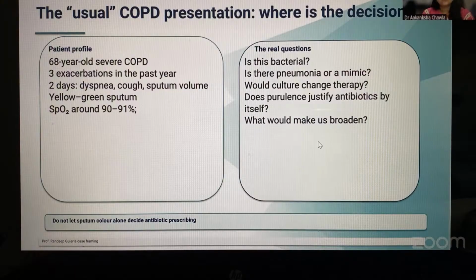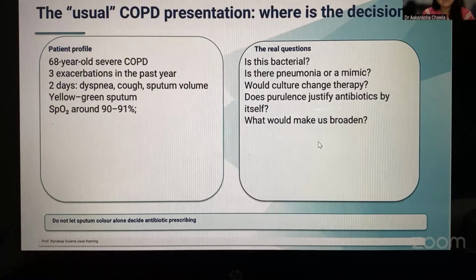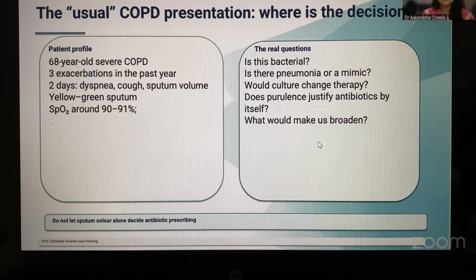So, when the patient has come with increased symptoms, the first question that should come to your mind should not be a reflex to start antibiotic just because the patient has increased symptoms. The first thing should be whether you are really dealing with a bacterial infection. Is it a pneumonia or a mimic? When you're sending the sputum culture, is it going to change your therapy, or is it going to make the patient better? And also, does this purulence or this increased symptom in itself justify adding the antibiotic?